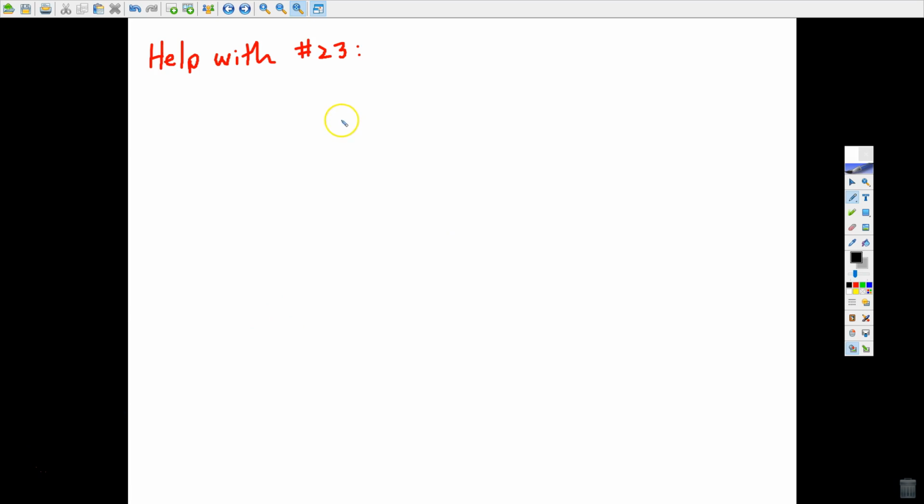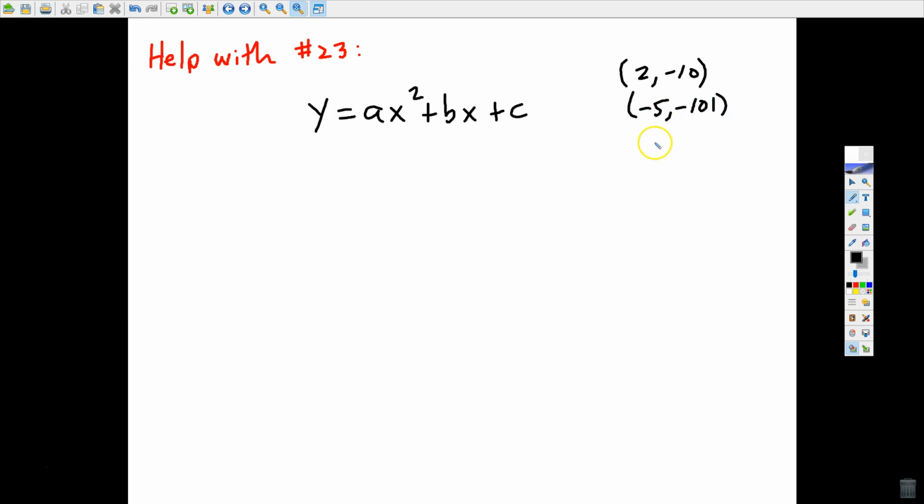If you're told the general form, or sometimes we call it the standard form, of an equation for a parabola is provided, y equals ax squared plus bx plus c. And you're told that there are 3 points on a parabola. One of them is (2, -10). One of them is (-5, -101). And the other one is (6, -90). Okay, so if these are 3 points on a particular parabola, they want you to come up with the exact equation for this parabola.